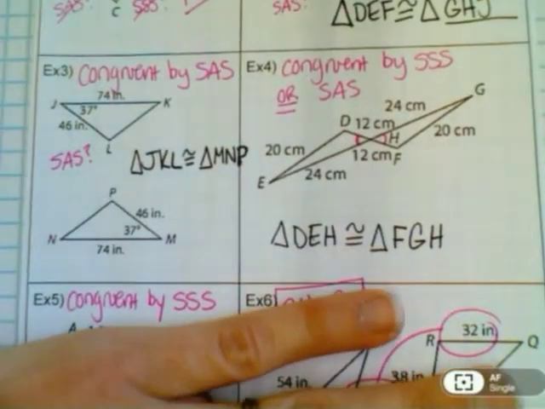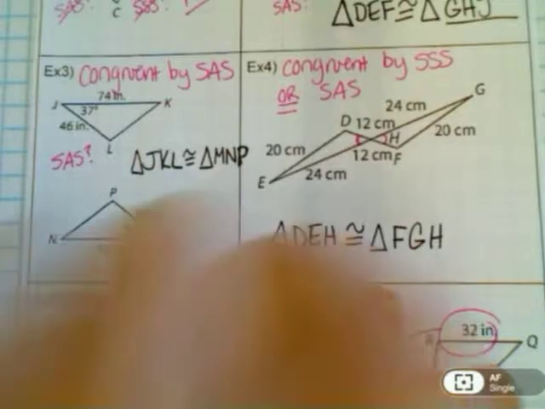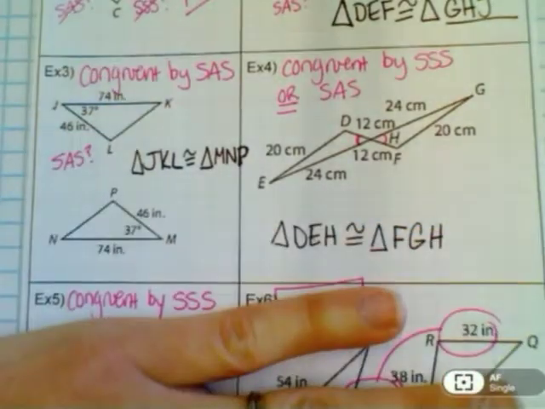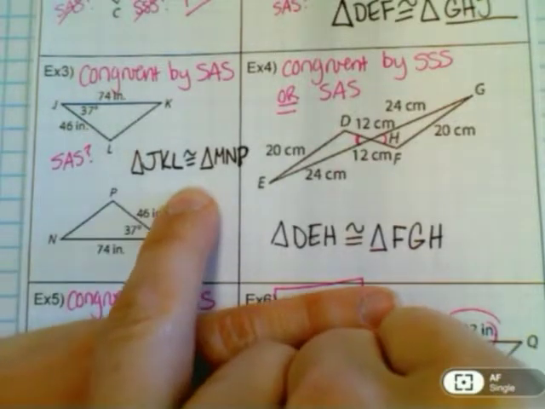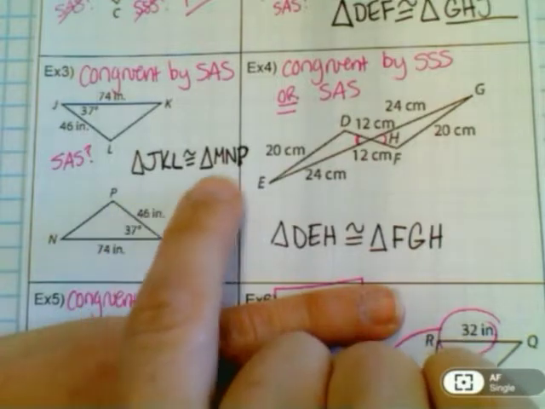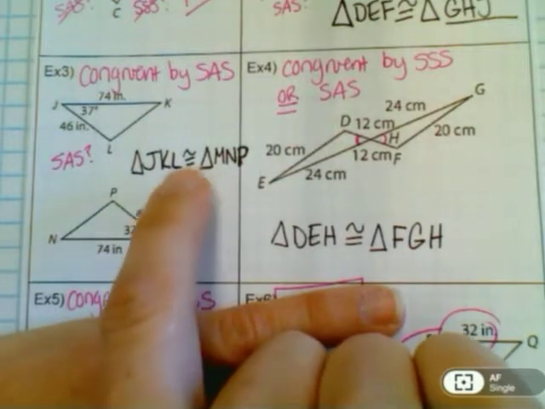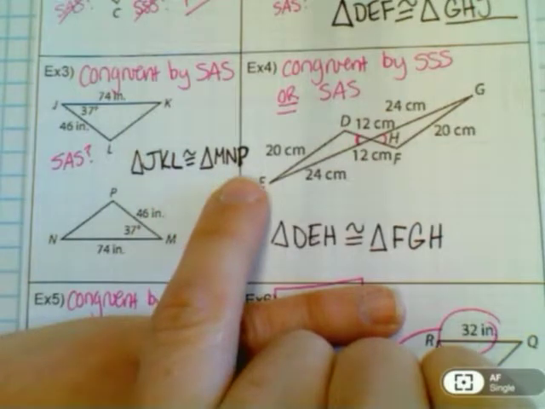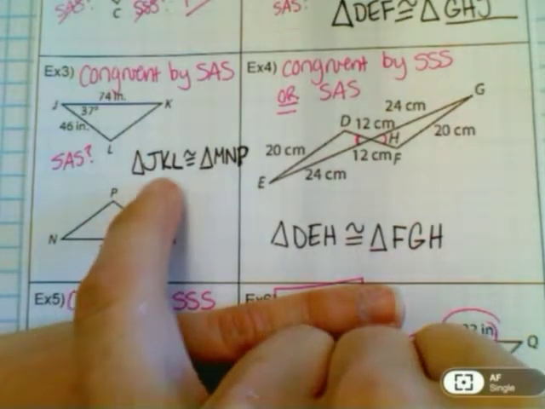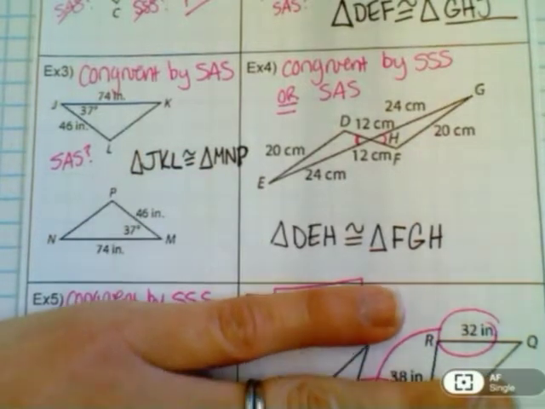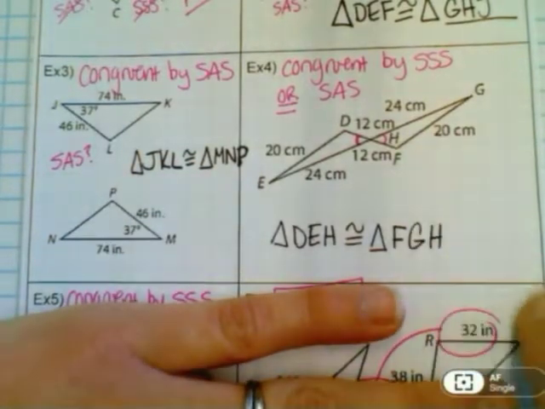Okay, we're back to check your answers. Example 3 was congruent by side, angle, side. We've got 2 sides and the included angle. And this is my congruent statement. Now you might have them in a different order. The important thing is that J is in the same spot as M, K is in the same spot as N, and L is in the same spot as P. But it's okay if you wrote like LKJ, PNM. It doesn't matter as long as the corresponding parts match up.